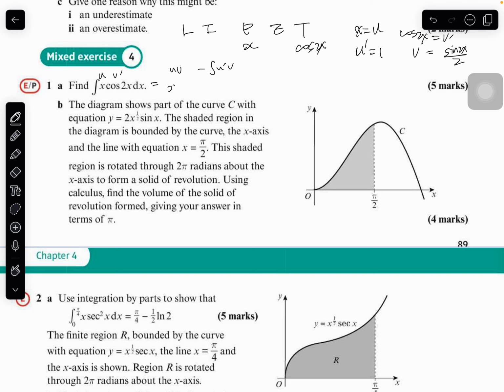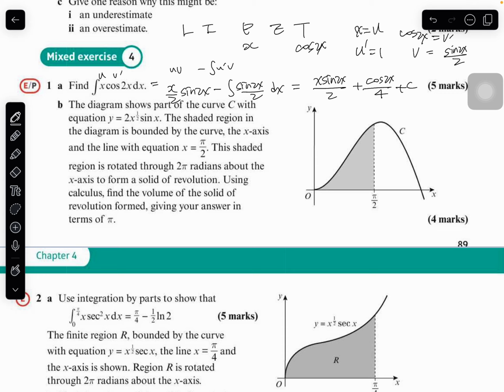So u v is x sine 2x over 2, minus integral u prime v, sine 2x over 2 dx. So x sine 2x over 2 plus cos 2x over 4 plus c. Number b. This is 2x, 1 over 2 sine x.